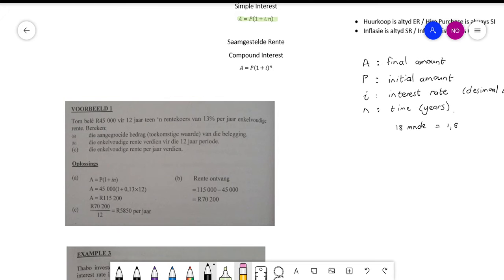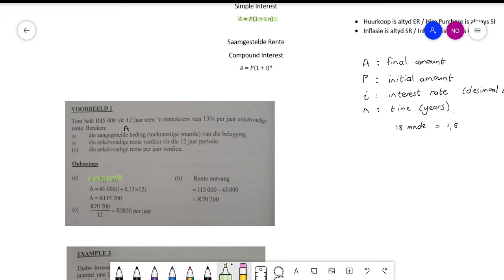Goed, so hulle sê byvoorbeeld Tom belê R45,000 vir 12 jaar teen 'n rentekoers van 13% per jaar, enkelvoudige rente. We are just doing simple interest today. So all of the examples that I'm going to do in this video will be simple interest. Okay, dan sê hulle vir jou bereken die aangegroeide bedrag of die toekomstige waarde. In other words, you are looking for A van die belegging. So kom ons doen hom sommer eerste. Ek het die memo ook vir julle hier. So hulle begin hierdie formule neer te skryf, onthou jy hoef dit nie te doen nie, maar jy kan.